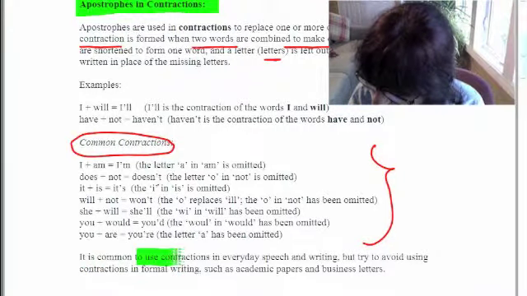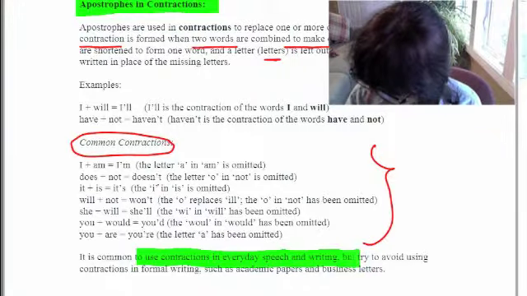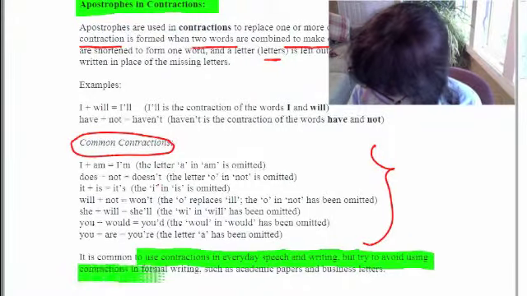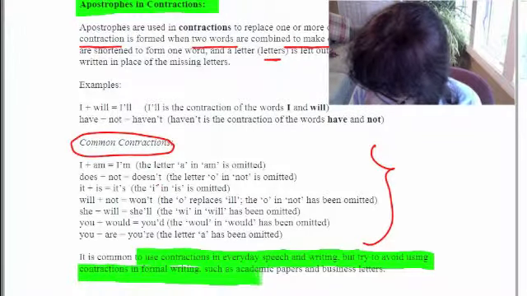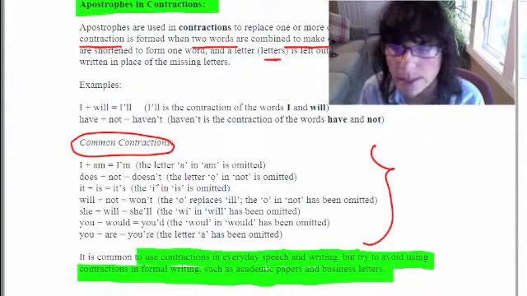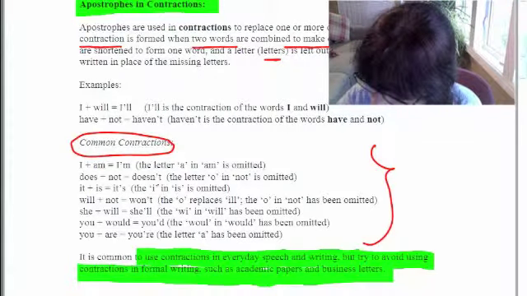Now keep in mind that it is common to use contractions in everyday speech and writing, but you should try to avoid using contractions in formal writing such as academic papers as well as in business letters.